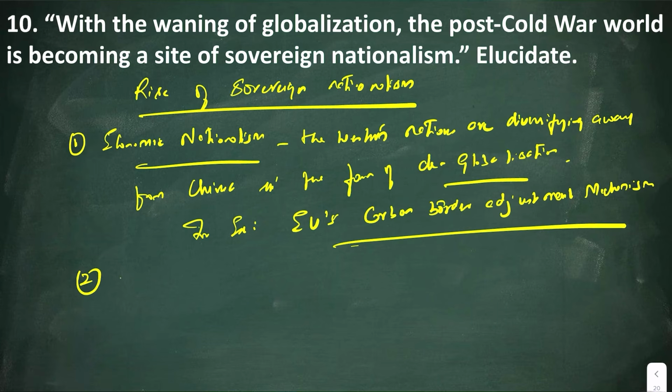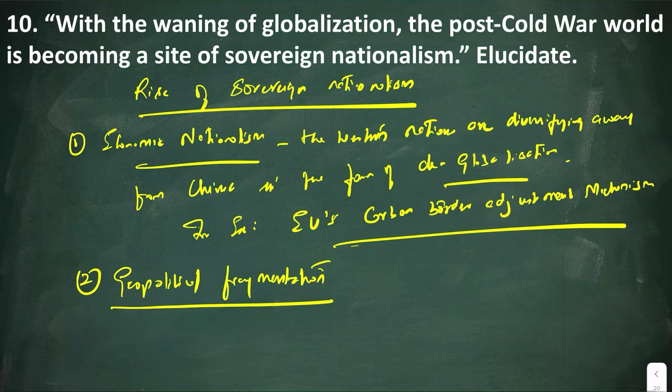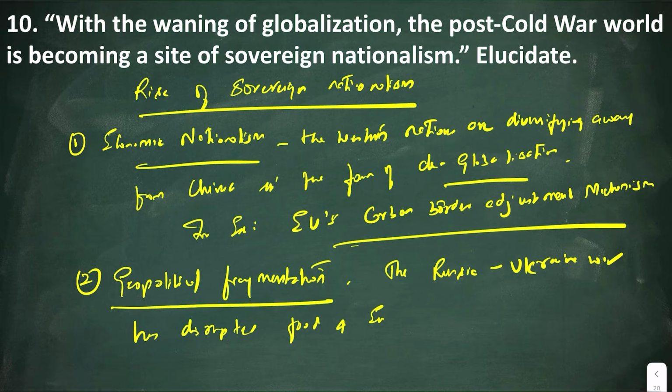The second one, geopolitical fragmentation. Look at this. The Russia-Ukraine war has disrupted food and energy chains around the world.